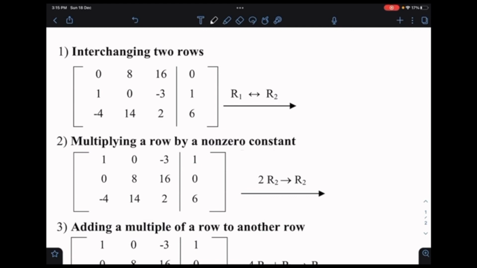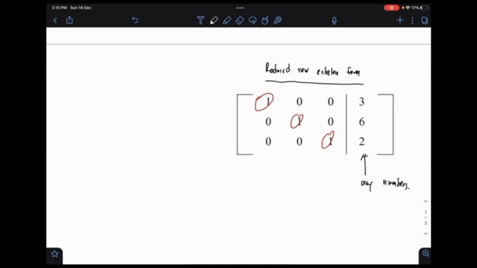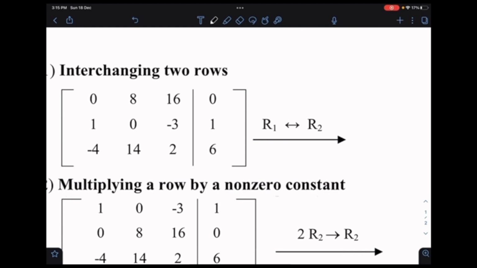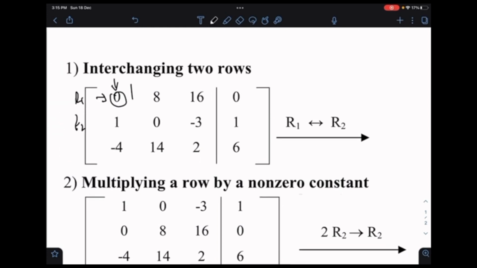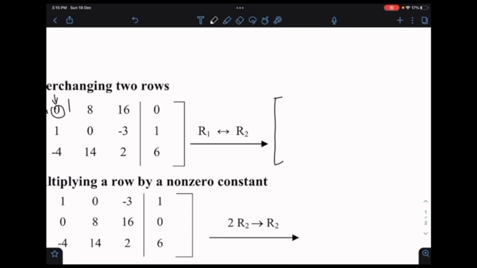In order to get the matrix into the form called reduced row echelon form, we need to make sure the first row and first column's number is 1. So in this example, we just need to interchange row number 1 and row number 2. Then we will get a new matrix.